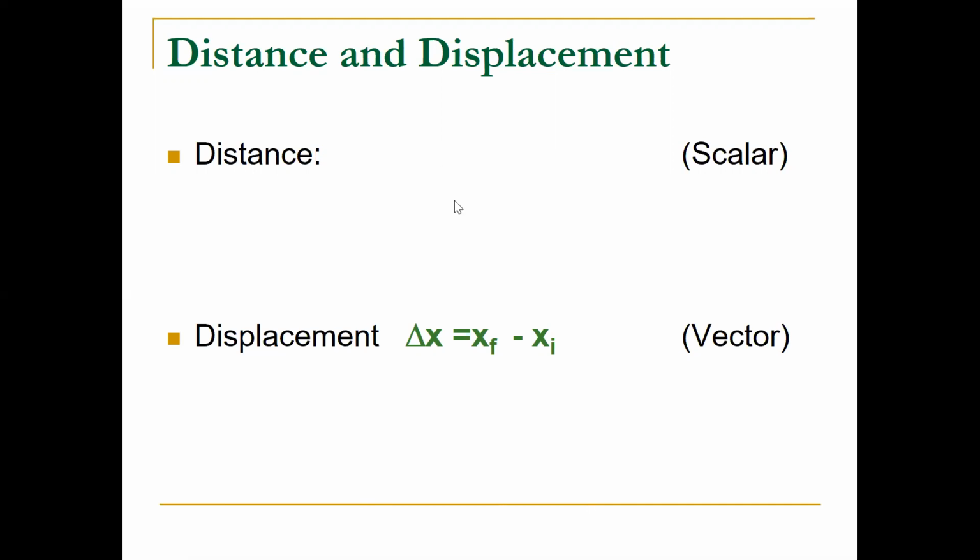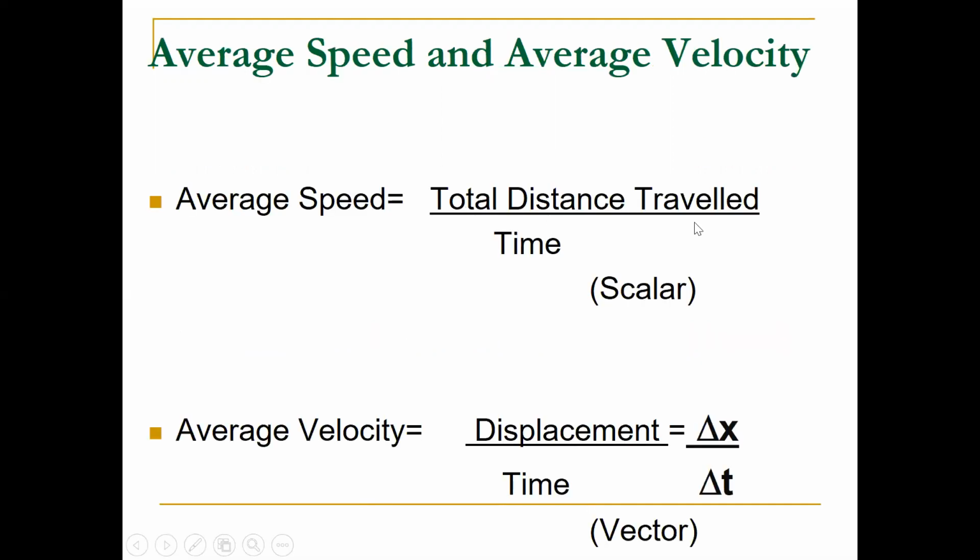So let's click to the next one. Here we go. And so this is, if you've ever wondered, the difference between speed and velocity. So the average speed, and I'm going to really hone in on why it says average there, is the total distance traveled over the time it took to travel that distance.